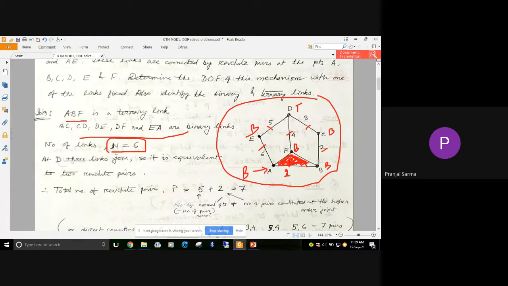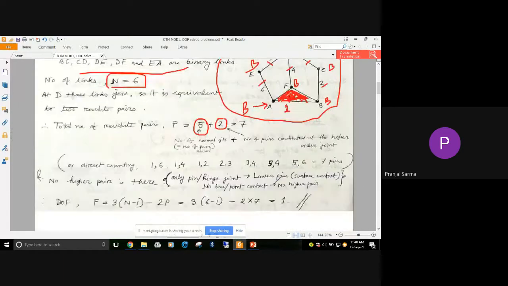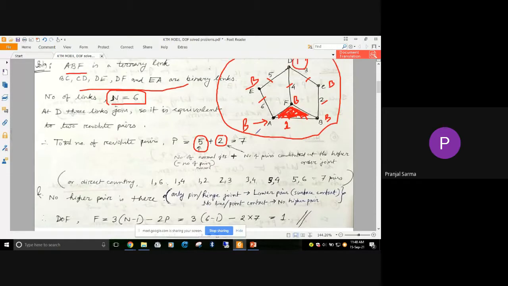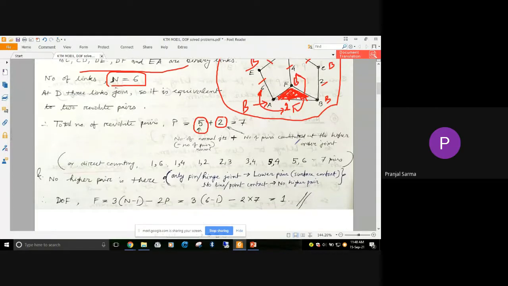So 5 binary joints give you directly 5 equivalent pairs, and one ternary joint is equivalent to 2 binary joints, so ultimately 2 pairs. So that is 5 plus 2, it's 7. If these are easy situations, you can directly keep on counting. That means direct counting: 1 and 6 are making one pair, 1 and 4 are making another pair, like this. That also you can do.